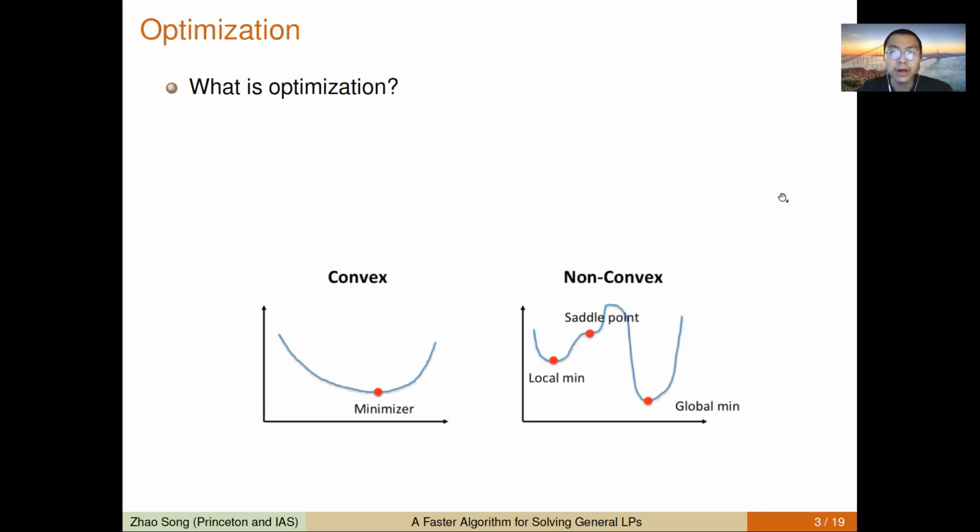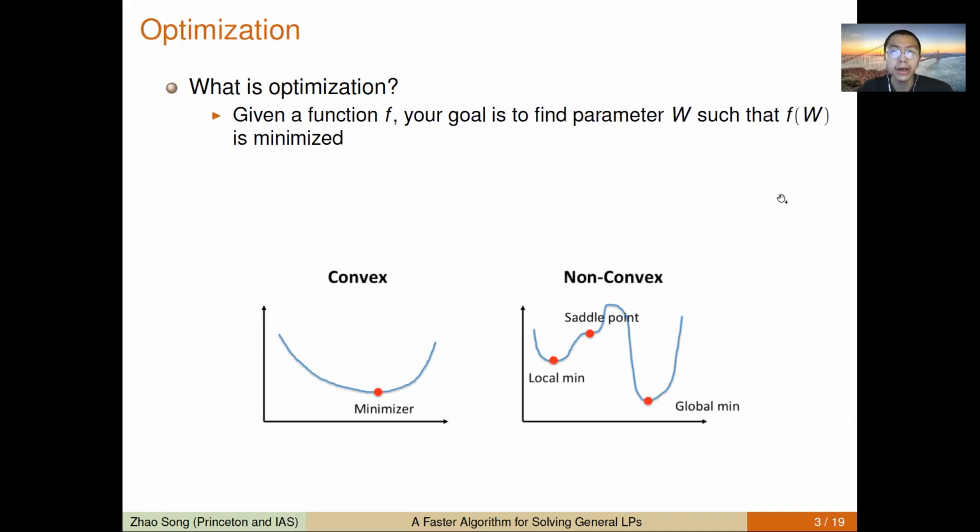So let me remind all of you what optimization is. Usually optimization has two cases. The first case is called the convex case, and the second case is called the non-convex case. Mathematically, you can think of it as having a function f, and your goal is to find some parameter w such that f of w is minimized.